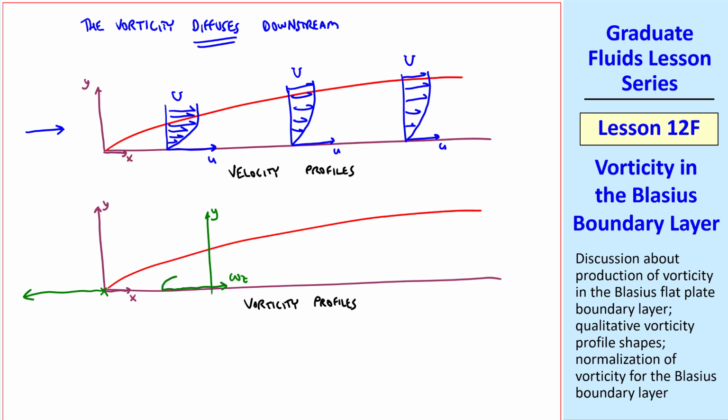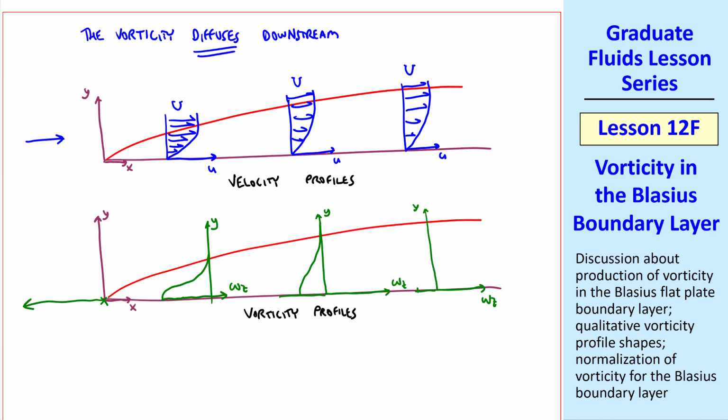Similarly, we'll plot omega z profiles. This one will look something like this, and as we go downstream, it not only stretches, but decreases in magnitude at the wall as vorticity diffuses into the flow. As we go farther downstream, the magnitude of vorticity at the wall decreases more, and it spreads vertically. This is all due to diffusion. And I emphasize that all the production of vorticity occurs right at this singularity point. There is no production of vorticity anywhere else along the plate.